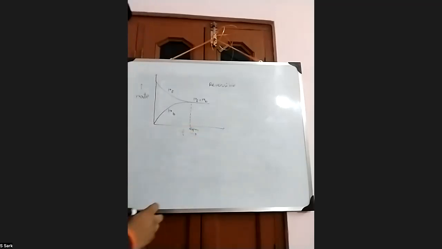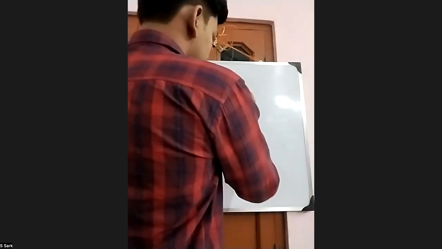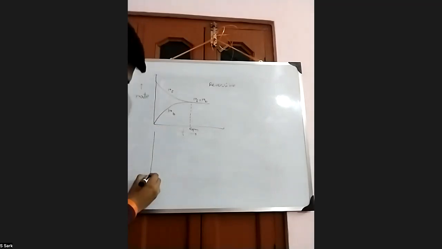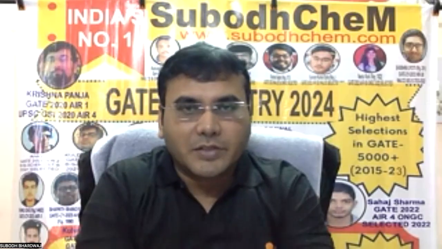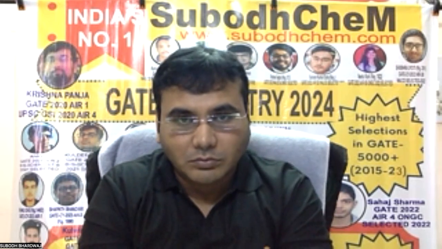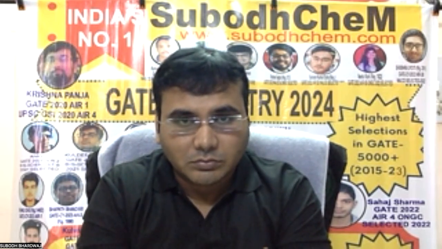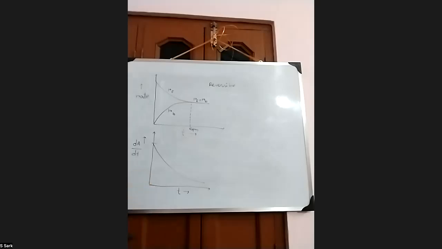And also, if we see the rate of a reaction with respect to time in case of a first order reaction, then this will be the graph, dA/dt versus t. Yes, I see. This is the rate versus time graph for reversible, and this is for the first order reaction.